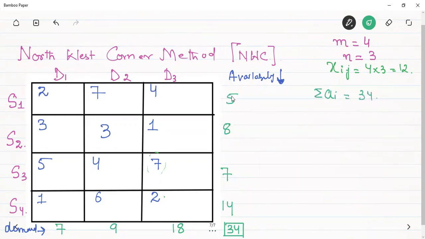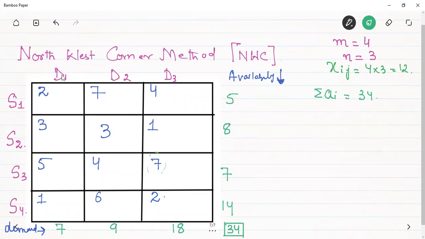इसका मतलब क्या है? इस 5 का मतलब क्या है कि source 1 कितना दे सकता है? Okay, how much is the capacity of source 1 of supplying? Okay, it can supply 5 units. In some particular interval of time, it can supply 5 units. What is the capacity of source 2? It is 8 units. ये कितना दे सकता है? 8 यूनिट दे सकता है. सोर्स 3 कितना दे सकता है? 7 यूनिट दे सकता है. और सोर्स 4 कितना दे सकता है? It can give 14 units.